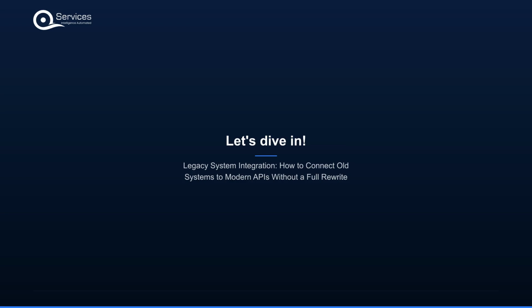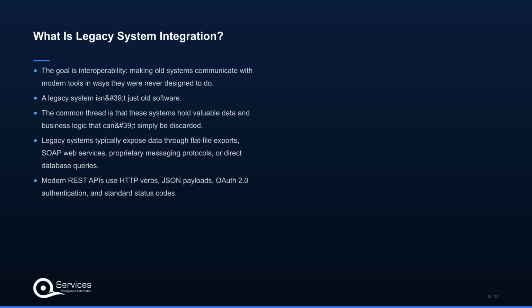If you've been wondering about legacy system integration API, stick around. Now, what is legacy system integration? Legacy system integration is the process of connecting older, often monolithic software systems to newer applications, cloud platforms, or APIs without replacing the core system. The goal is interoperability, making old systems communicate with modern tools in ways they were never designed to do.